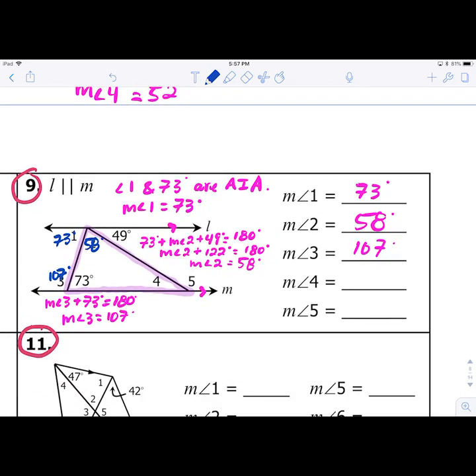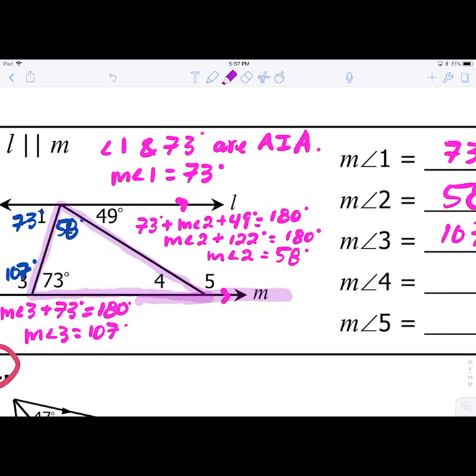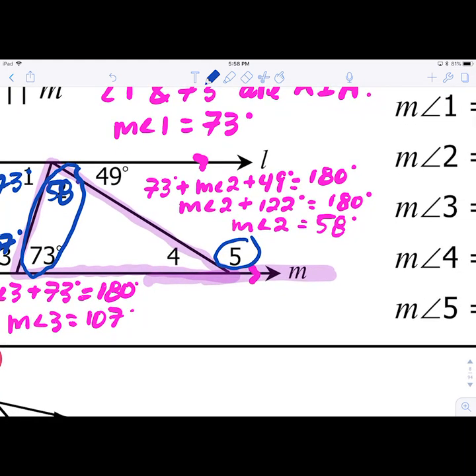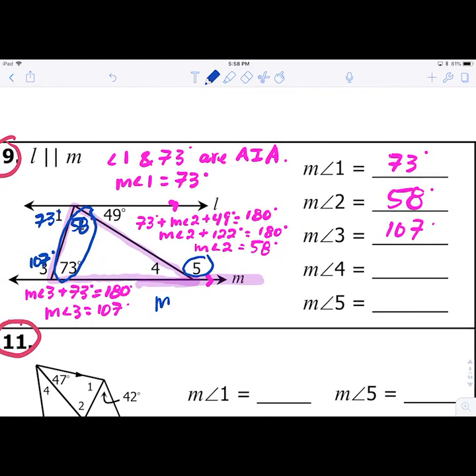But let me take a step back, actually. Let's actually solve number 5 first. Mostly because I want to reinforce what concept? Exterior angles theorem, right? Angle 5, this guy, he's on the outside of the triangle. What are his non-adjacent angles? The 58 and the 73. Right? So we know that the measure of angle 5 will equal the sum of its non-adjacent interior angles.